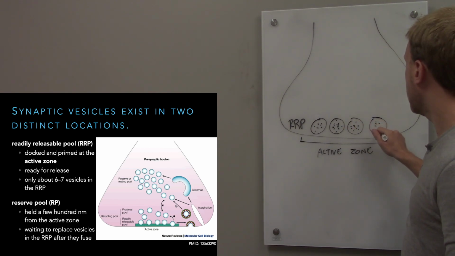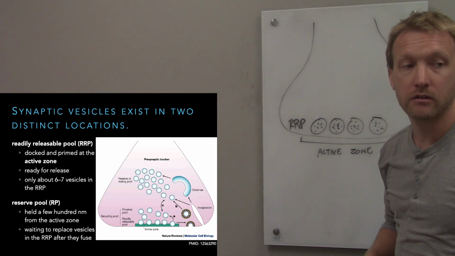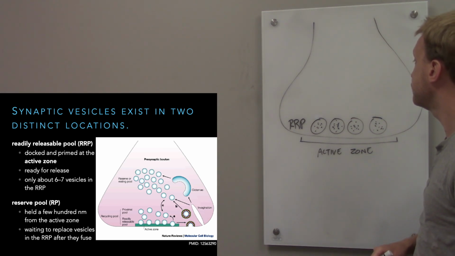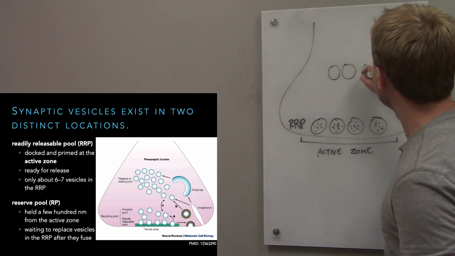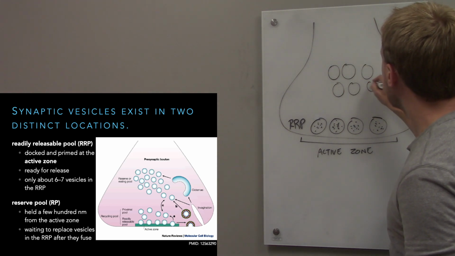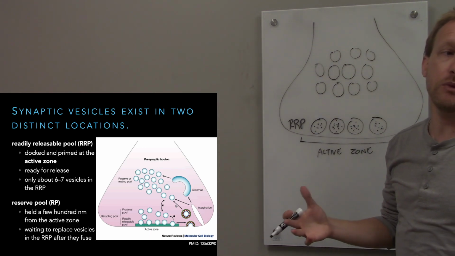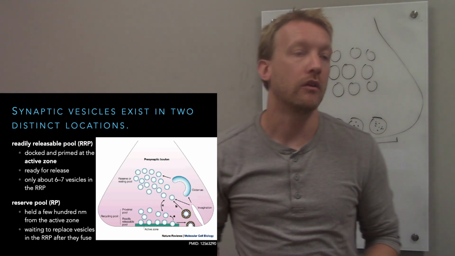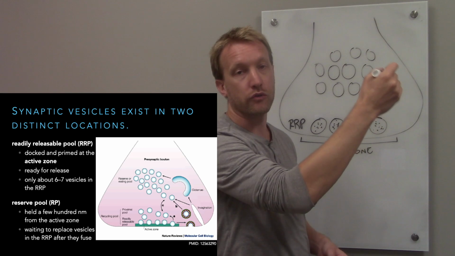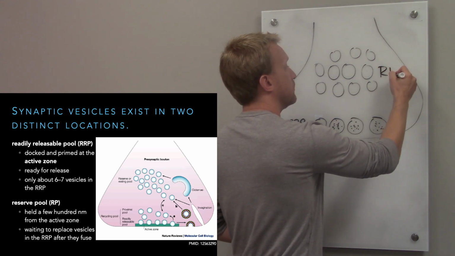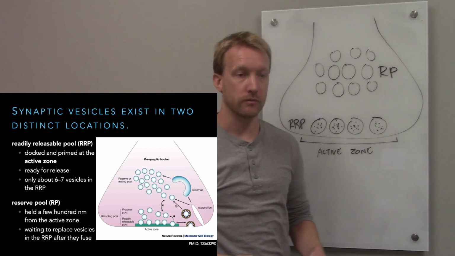The other pool that we have is what we call the reserve pool. This is the pool of vesicles that are held in reserve. So at some site, a little bit away from the active zone, because we're not trying to release these, we got a couple hundred of vesicles in the reserve pool. So we got a pool that's readily releasable, and we got a reserve pool.